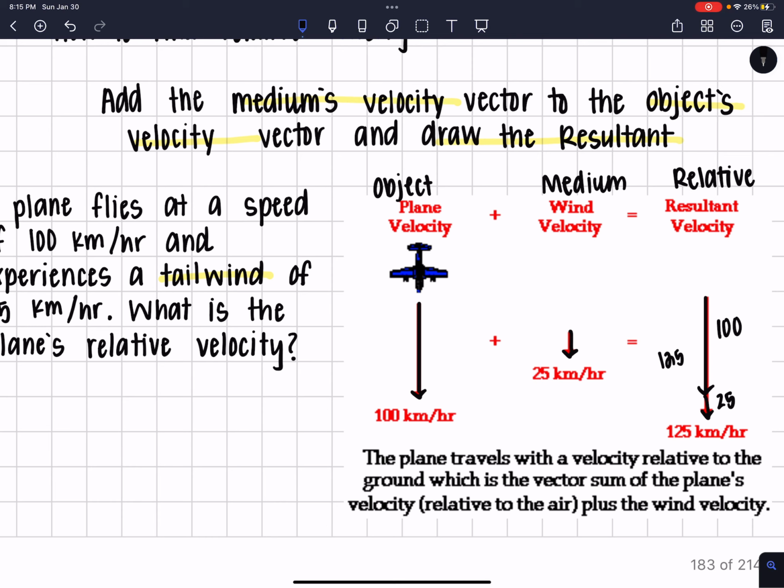So relative to the ground, relative to the people who are observing the plane's motion, this plane is actually moving 125 kilometers per hour. So it's going to get to its destination quicker than if it didn't have a tailwind.